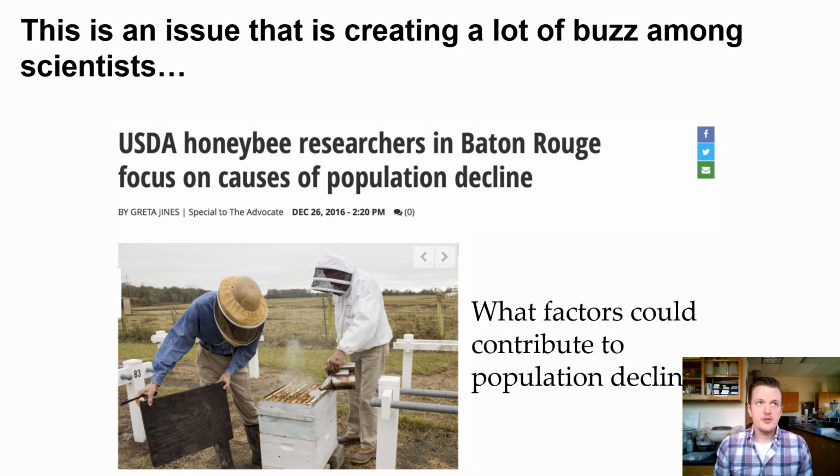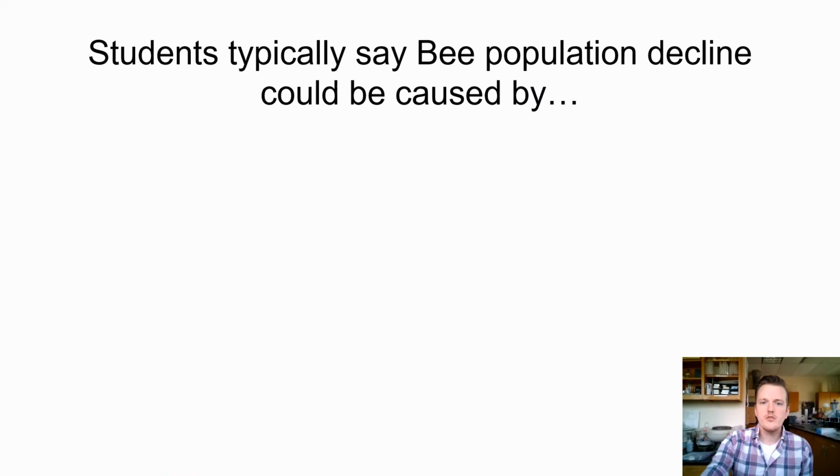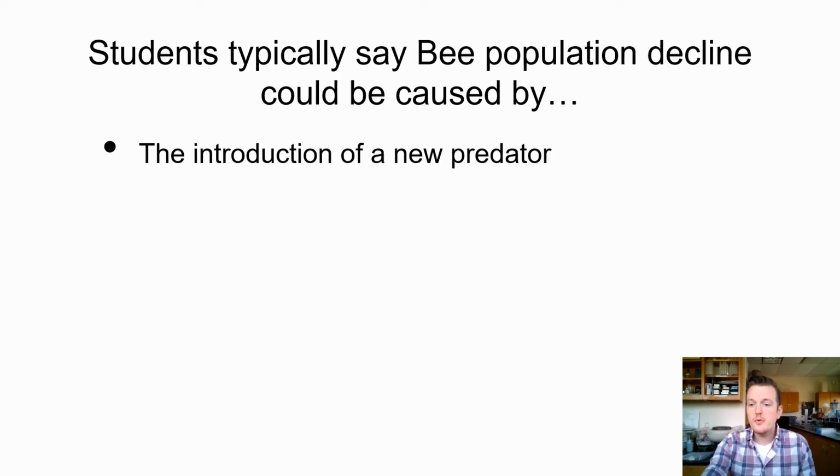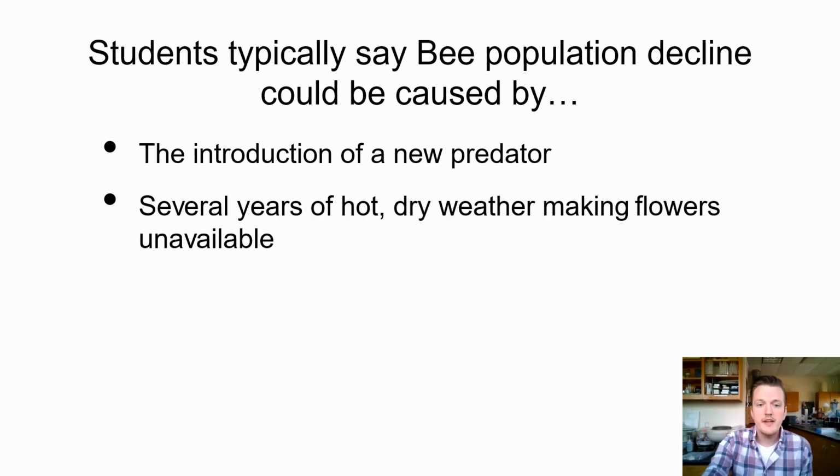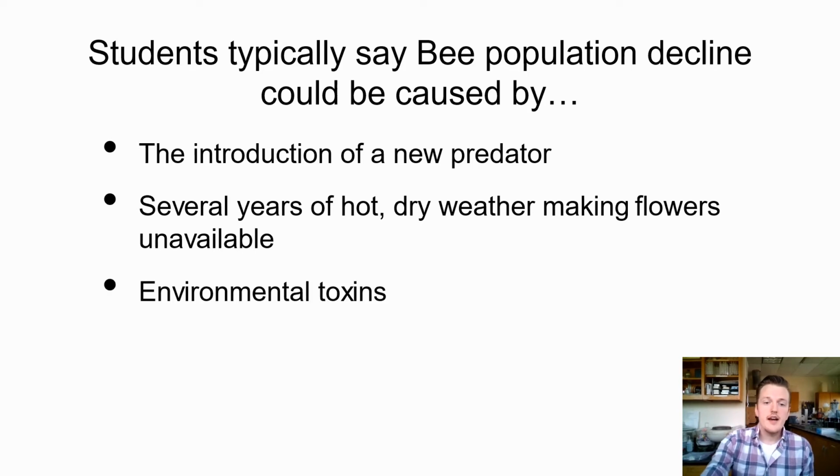And so, take a couple seconds, think about what you think is going to be a huge source of these population declines. And most of the time that students think about bee declines could be caused by the introduction of a new predator. Invasive insects or invasive predators can come in and wipe out bee populations across the globe. Several years of hot, dry weather making flowers unavailable, so this is going to be linked to climate change, which is on a lot of biologists' minds.